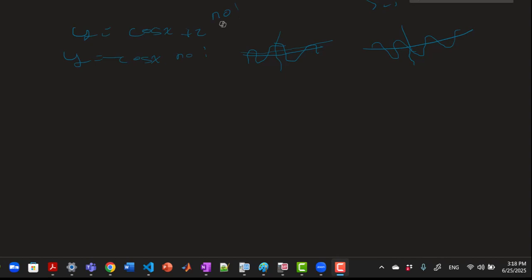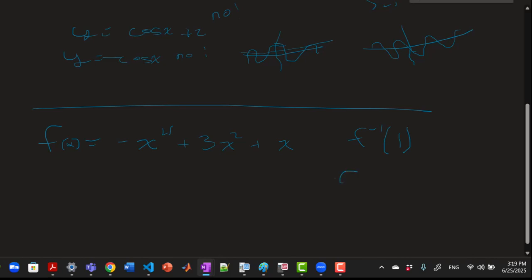Okay, now let's say I have a function f of x equals negative x to the 4th plus 3x squared plus x, and I want to find f inverse of 1, and I want to find f of f inverse. Well, this is a bad function because that's not one-to-one. Let me get a one-to-one function.